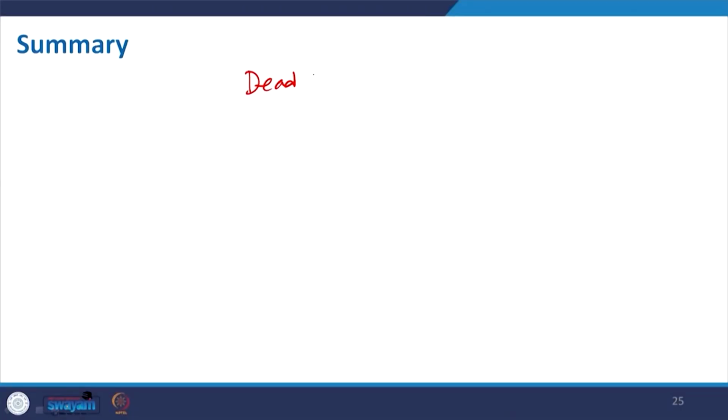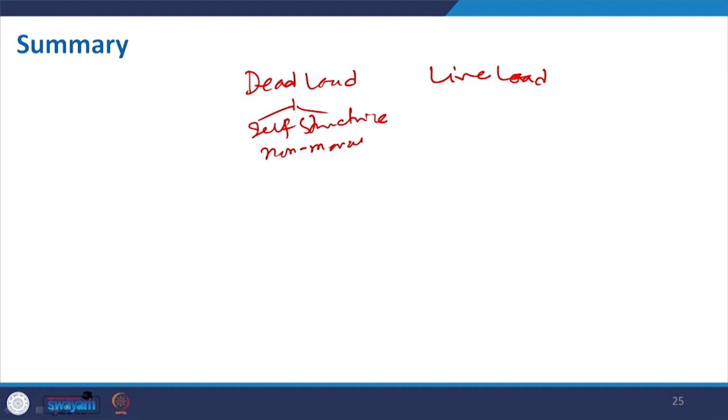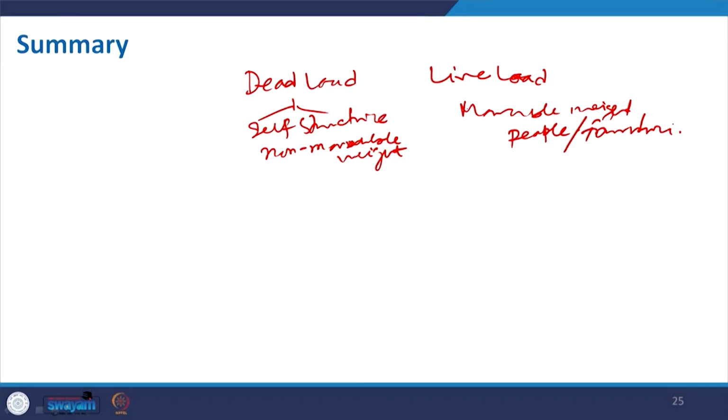So, here we actually summarize everything. What did we learn? Basically two types of load, dead load and live load. What is dead load? This is basically the self weight of the structure, and non movable weight. And live load is actually movable weight. Examples are people, furniture and others.